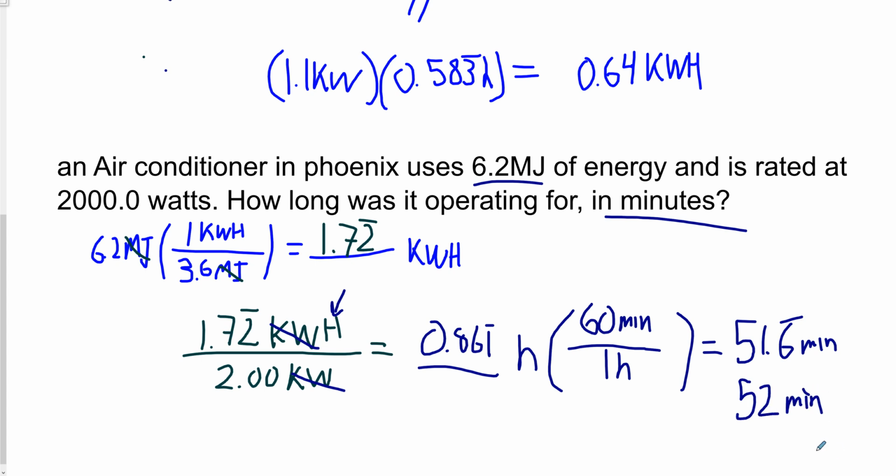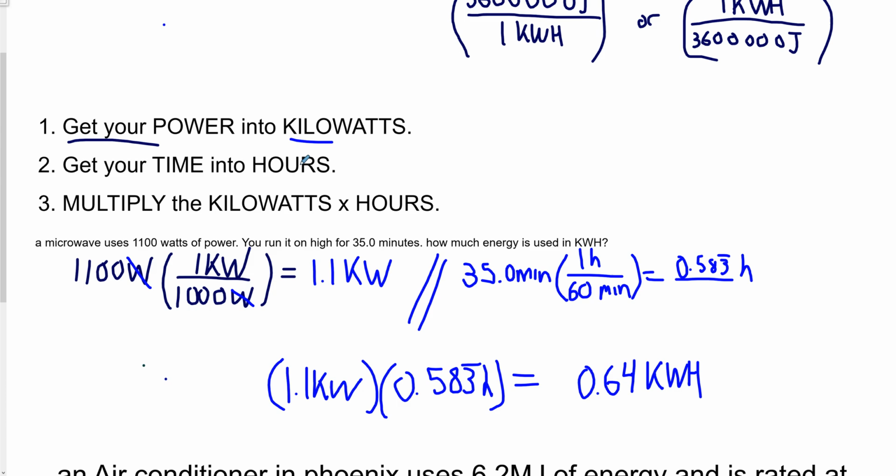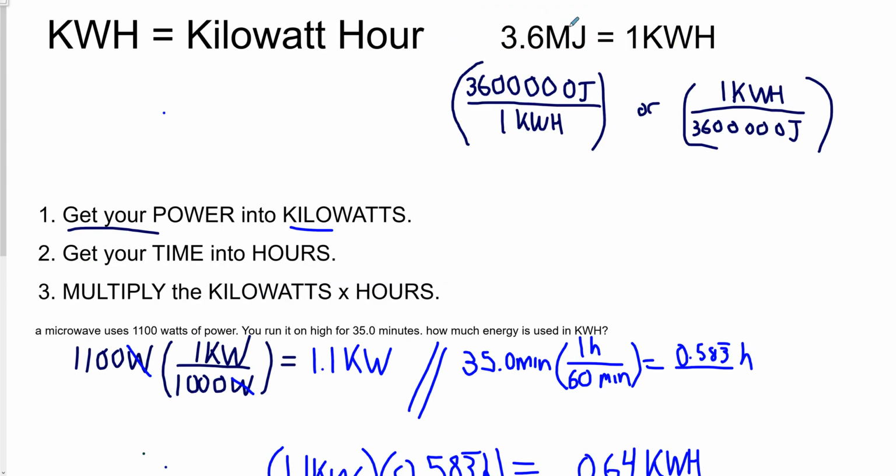So this is kilowatt hours in a nutshell. Very, very simple calculations. Convert your power into kilowatts, convert your time into hours, multiply them together, boom, you got a kilowatt hour. Or if you're given megajoules, turn it into kilowatt hours by dividing by 3.6 million.